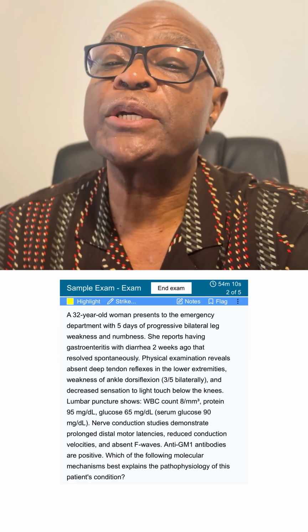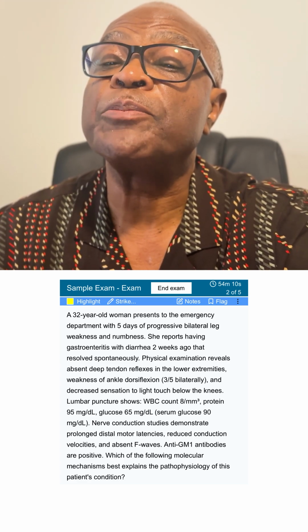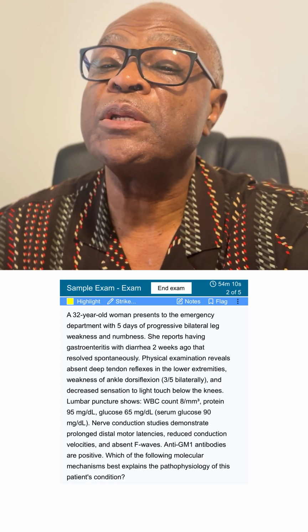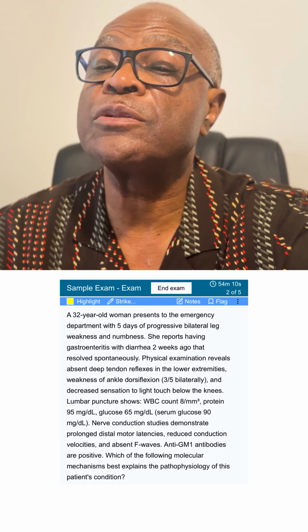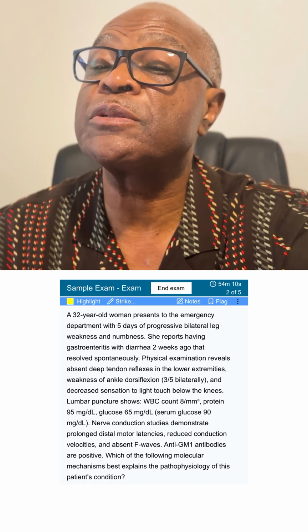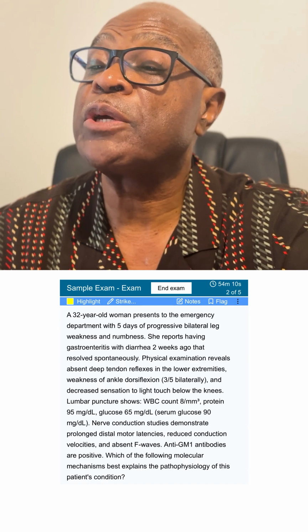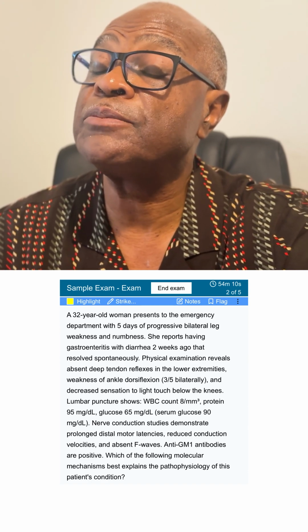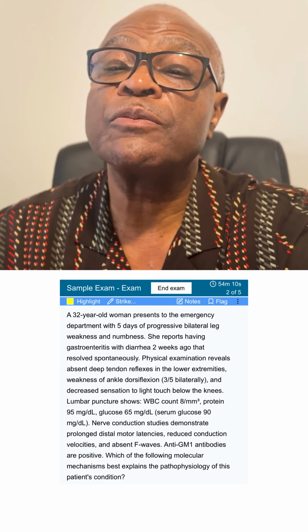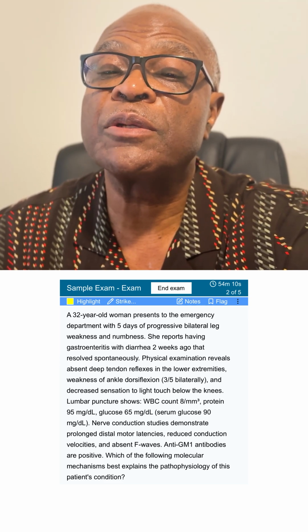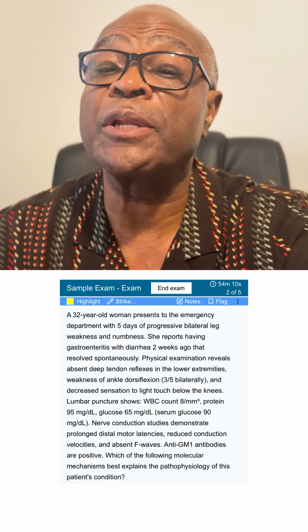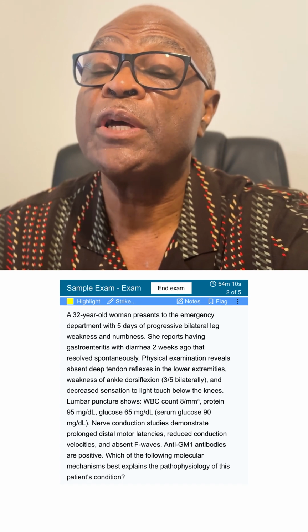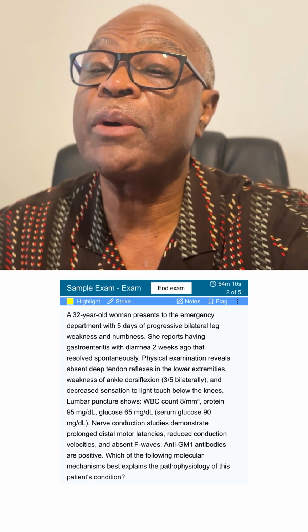Lumbar puncture shows white count 8 per cubic millimeter. Protein 95, that's elevated. Glucose 65, that's normal. Serum glucose is 90. Nerve conduction studies demonstrate prolonged distal motor latency, so that tells you there's a peripheral neuropathy. Reduced conduction velocity means you have some form of demyelination. And absent F waves. Anti-GM1 antibodies are positive.